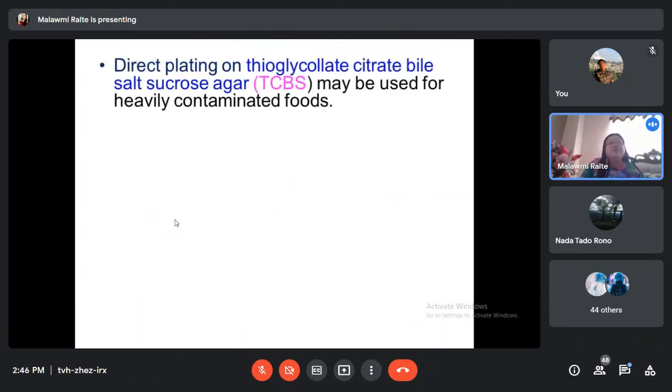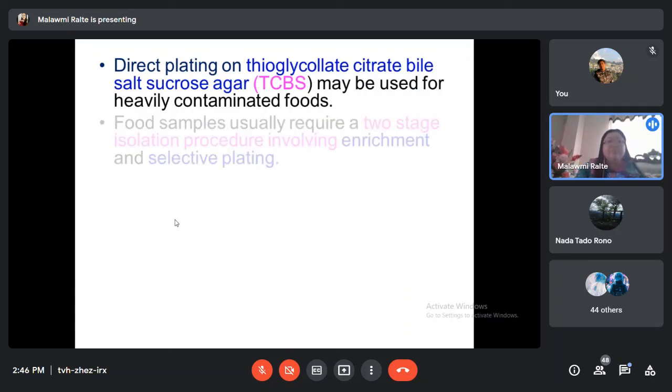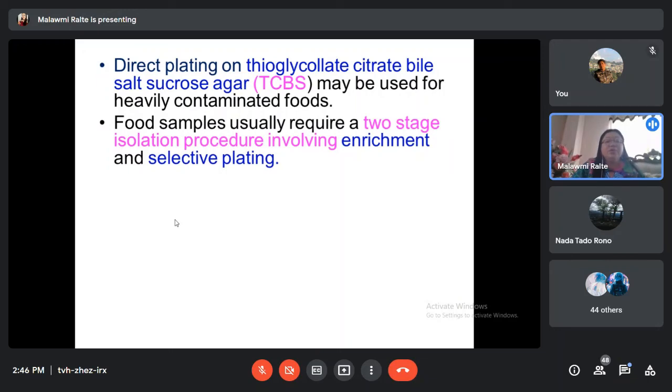So direct plating on TCBS, this is thiosulfate citrate bile salt sucrose agar, may be used for heavily contaminated food. Food samples usually require a two-stage isolation procedure, enrichment and selective plating. Whenever you isolate organisms from food samples or any samples, you go for enrichment media as well as selective plating. Enrichment helps faster multiplication of the wanted bacteria, and after that, selective plating will selectively grow the wanted bacteria.